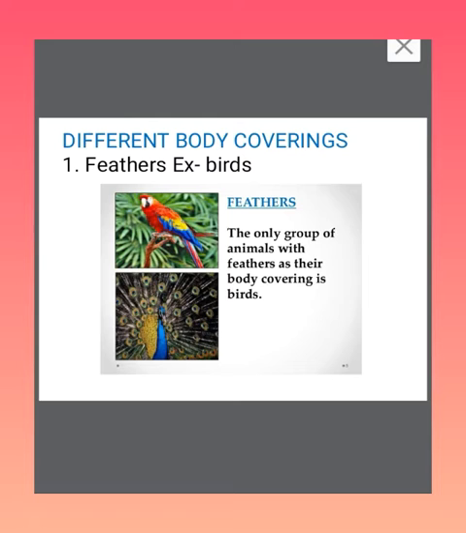Under different body coverings, we have the first point, that is feathers. Feather is one category of body covering. The only group of animals with feathers as their body covering is birds. You all know this very well. Various examples you can take, like parrots, peacock, and so on.